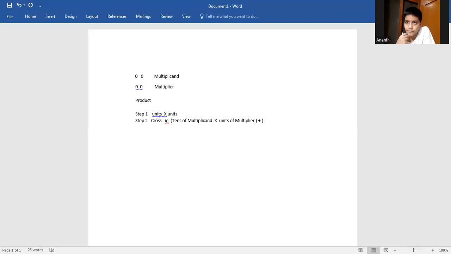Plus, next, now we have done tens. Now units of multiplicand into tens of multiplier. Now this also should be in bracket.